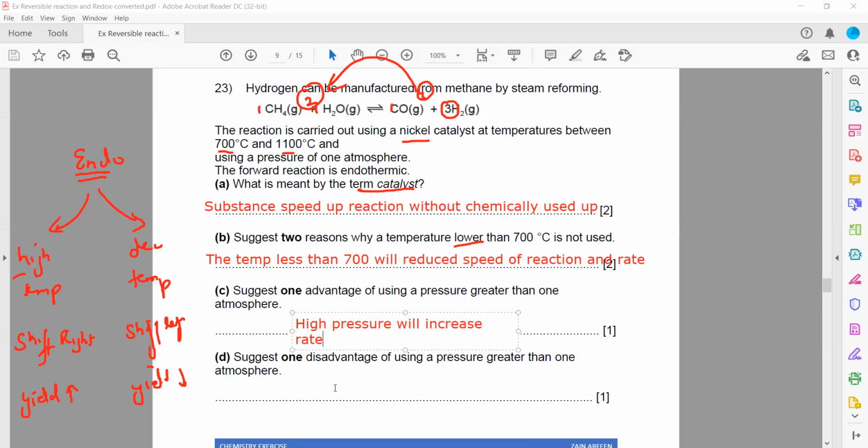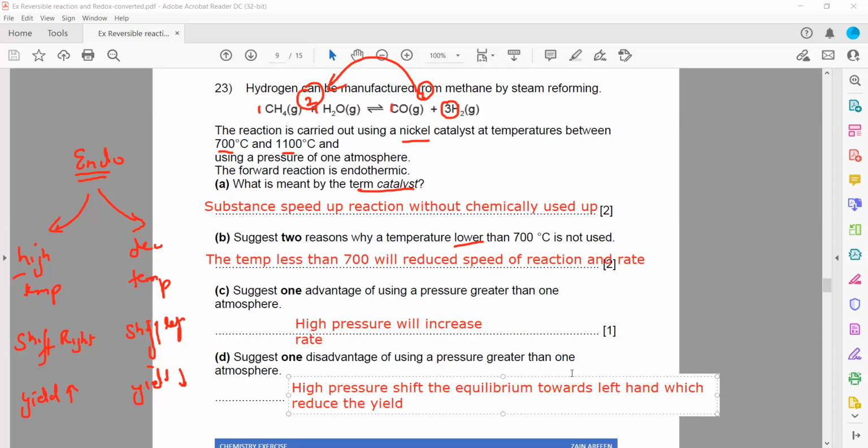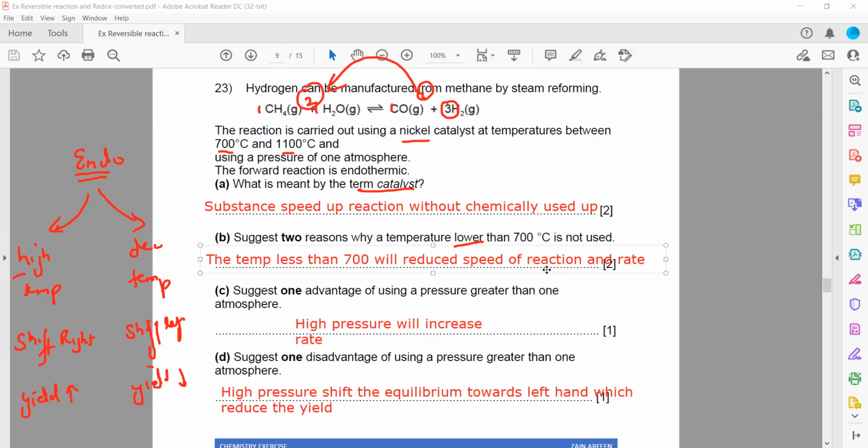But what is the disadvantage? The high pressure in this example will shift the equilibrium towards the left hand side, which reduces the yield. Yield means amount of product. Like you don't get too much product. The reaction will be faster, but the amount of product which you will get will be smaller. Is it a clear discussion of how the pressure is affecting the equilibrium as well as the rate of the reaction? Any doubt till this point?